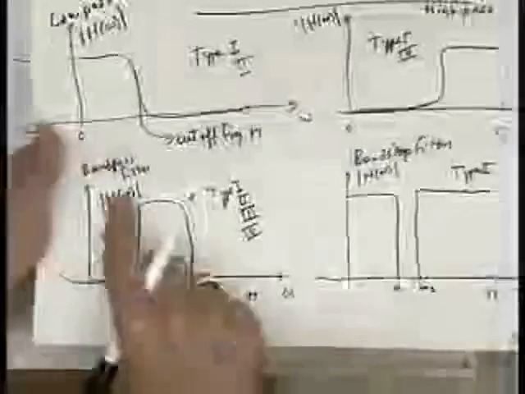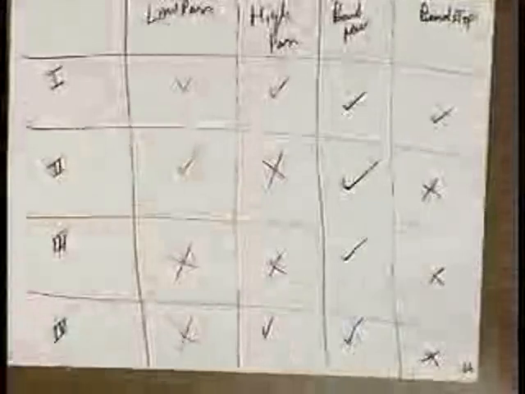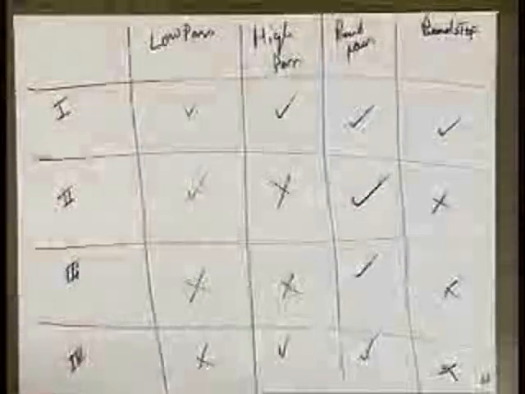And band pass, I can have all 4, so I can put a check mark on all of them. And band stop, I can have just type 1, and none of these. Okay? Of course, this classification of the filters I've done is pretty naive and simple, but it does get us somewhere. Not all filters fall into these 4 categories.